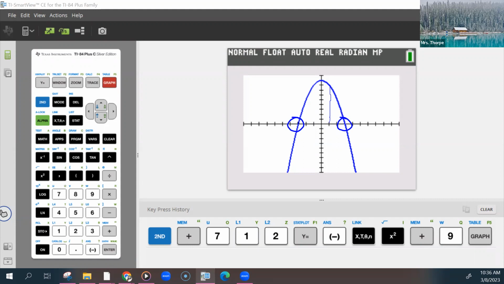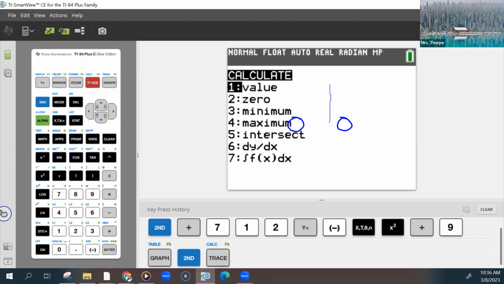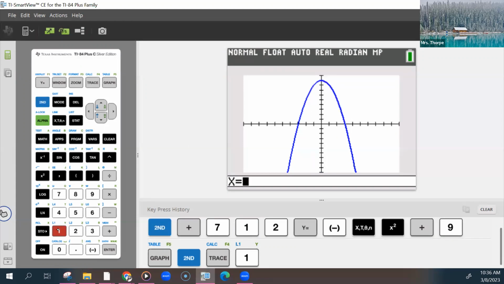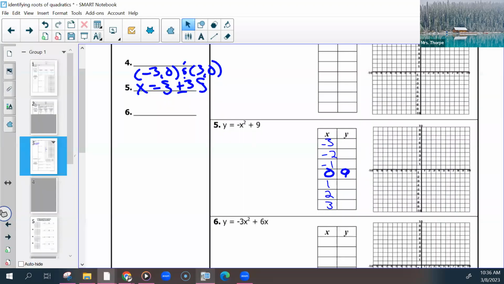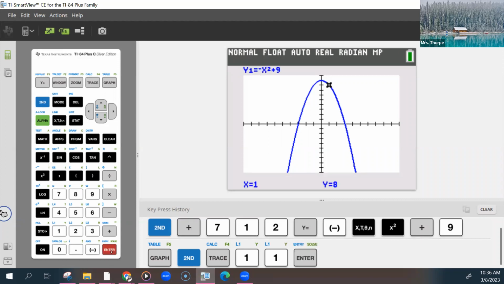I'm gonna do it using second trace and finding our value when x is 1, 2, and 3. So put in 1 and hit enter, and it would tell me what that y value is, 8.